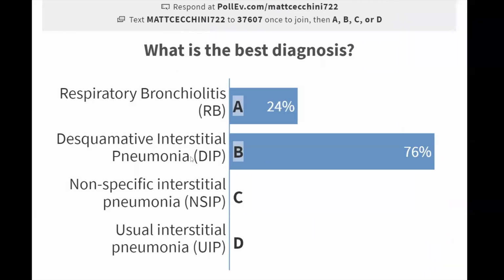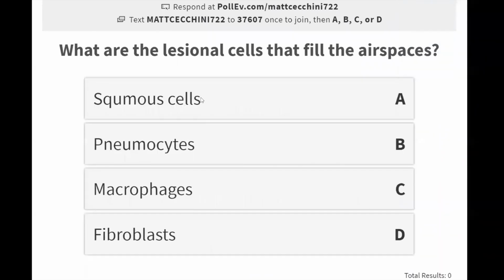Great job. So this is a case of a desquamative interstitial pneumonia or DIP. So we'll go to the next question here. So what are the cells that are filling those air spaces? Are they A, squamous cells that have been desquamated? Are they B, pneumocytes? Are they C, macrophages? Or are they D, fibroblasts?